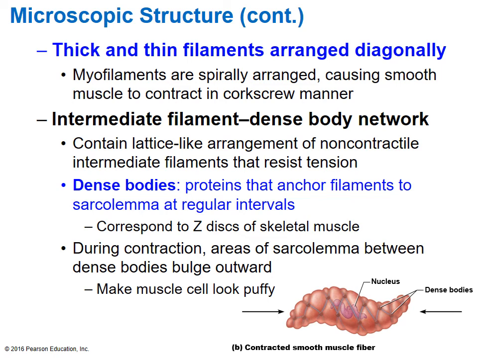We also see that it will have what they call dense bodies. You can see it labeled on the illustrations. Those are going to be little proteins that anchor the filaments to the sarcolemma. So they'll have more of some regulatory proteins that will anchor the contractile unit of the muscle.